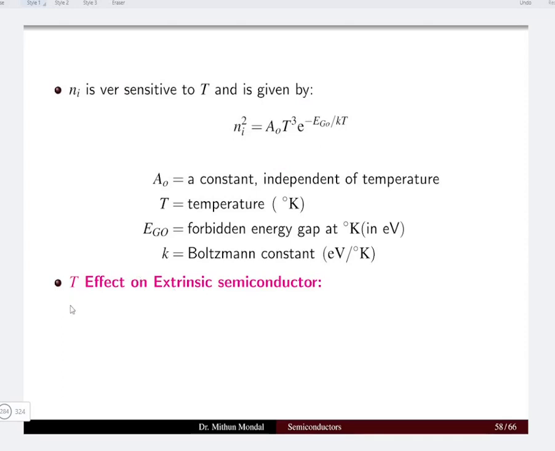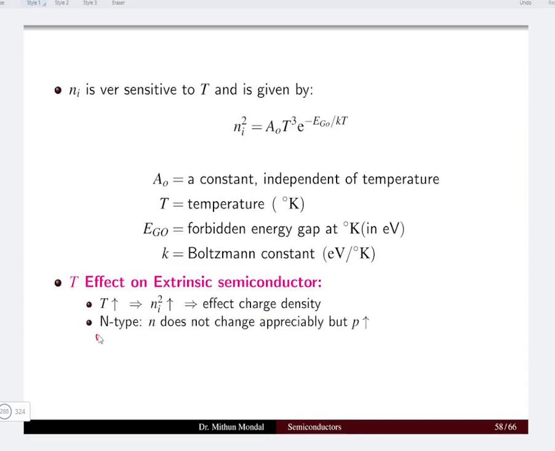Now, the temperature effect on extrinsic semiconductors. Extrinsic means when you have doped the semiconductor with pentavalent or trivalent impurity atoms. In that case, when the temperature increases, the intrinsic concentration increases, which is due to the effective charge density. So the number of charged particles has increased.